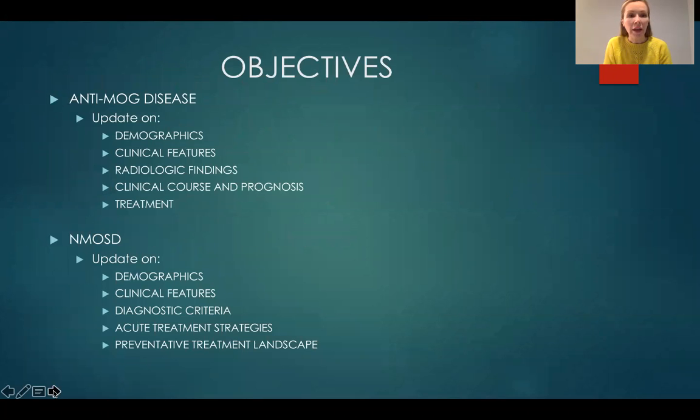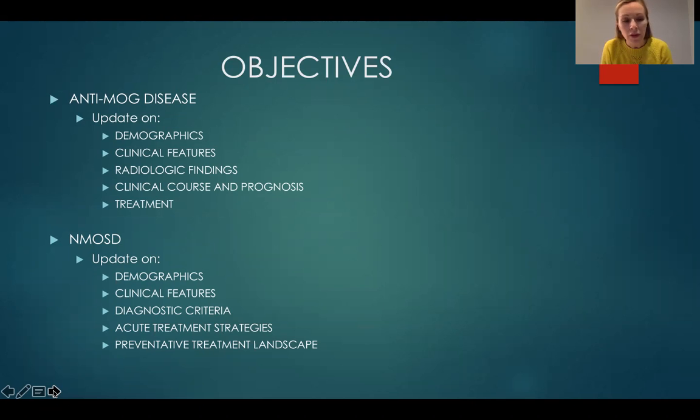We'll start by talking about anti-MOG disease, specifically the demographics, clinical presentation, MRI findings, the clinical course and prognosis, and how that differs from MS, and then the treatment for both the acute setting and the relapsing form of the disease.